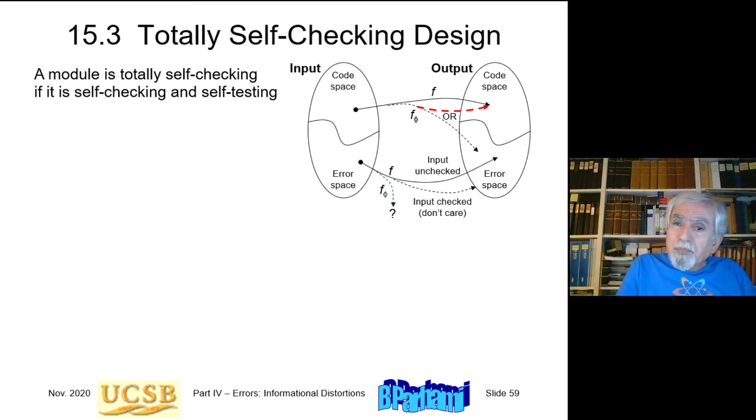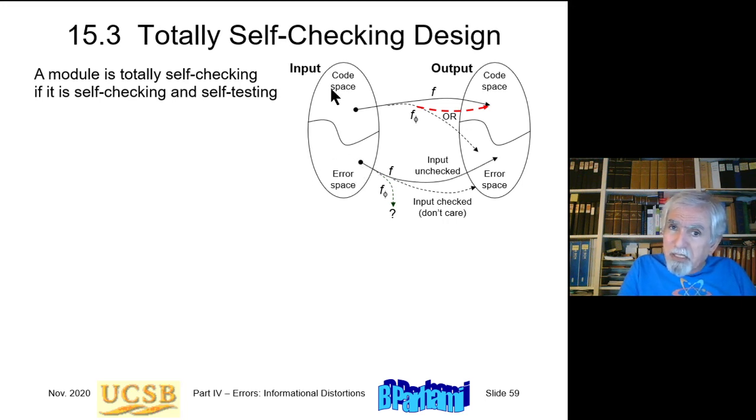Okay? Now remember, if I have a particular stuck fault in the circuit, and the circuit has a bunch of inputs, the test for that particular fault may not necessarily be one of these code words. The test may be one of these. But these error space inputs are never received during the normal operation of the circuit. Therefore, if the test for a particular fault happens to be in this area, we are in trouble.